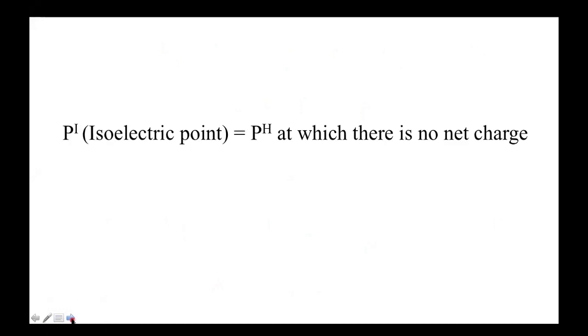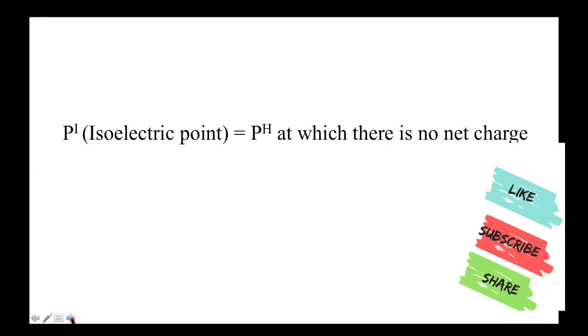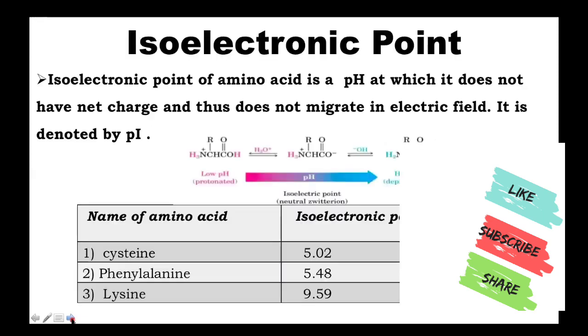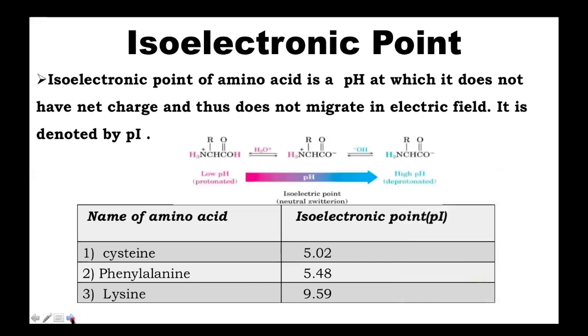So basically, by definition, isoelectric point is the pH at which there is no net charge. That is, the pH of an amino acid at which it does not have any net charge is called the isoelectric point. It does not migrate in an electric field. It is denoted by pI.